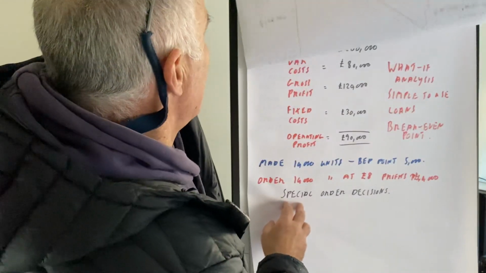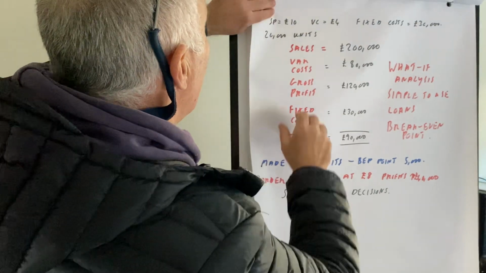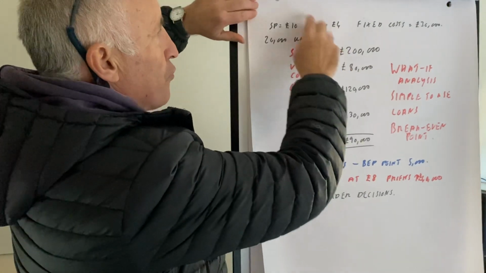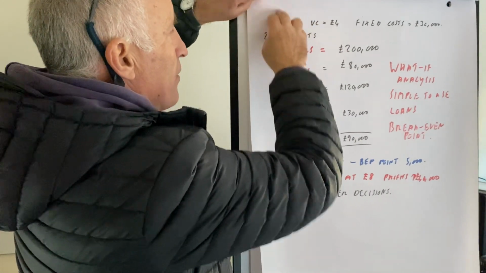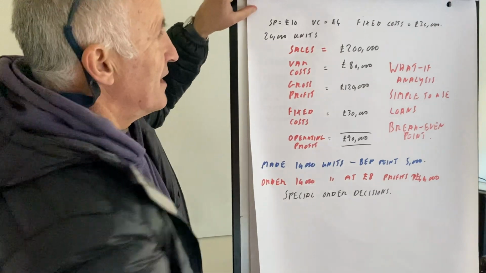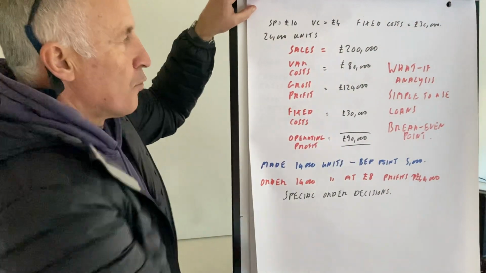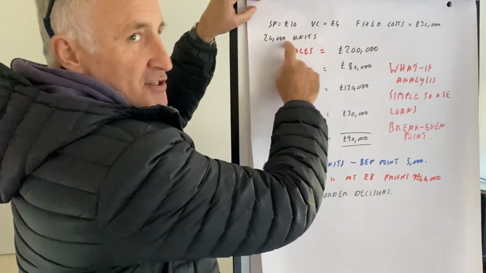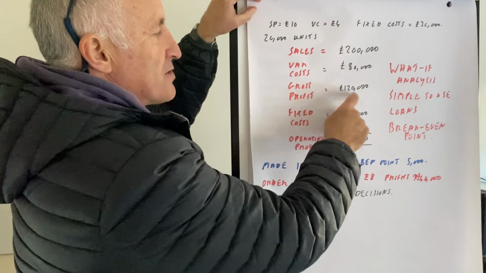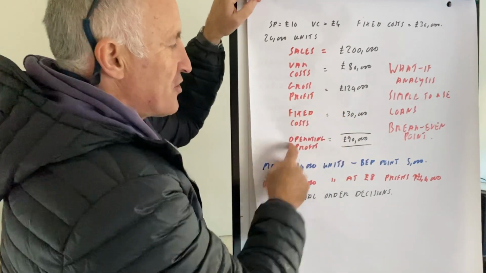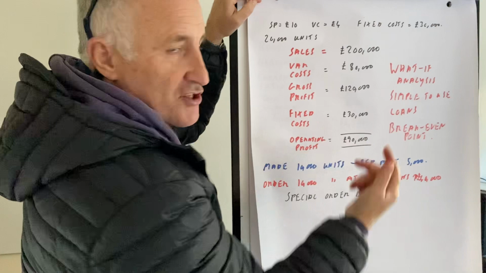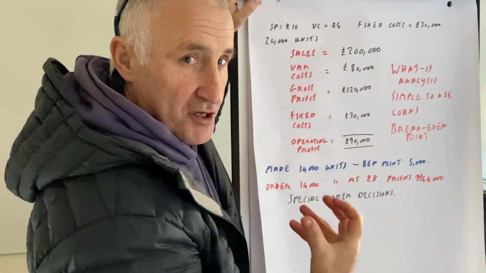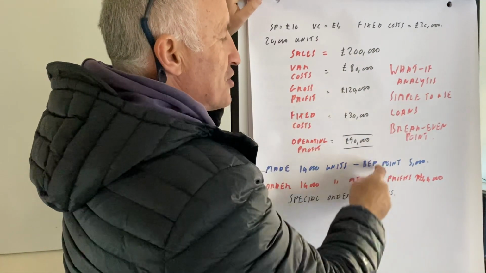And the last one today, if hopefully I can get it up. It's not going to work, is it? Oh, selling price £10, variable cost £4, fixed cost £30,000. Work out the profit at 20,000 units. 20,000 times 10 is 200,000, 20,000 times 4 is 80,000, gross profit 120,000. Fixed cost of £30,000, therefore your operating profit is £90,000.